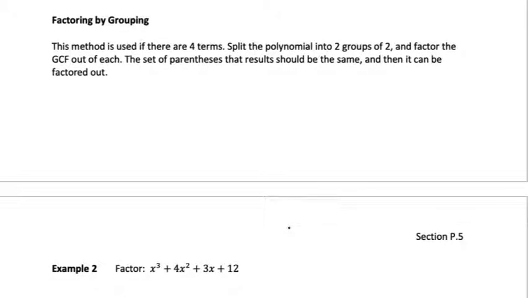The next type of factoring that we're going to look at is factoring by grouping. And we use grouping if there are 4 terms and there's no GCF in common in all 4 terms. Or if there is, we can factor that out first. So if we have 4 terms, we split the polynomial into two groups of two and factor the GCF out of each. The set of parentheses that results should be the same, and then we can factor that out similarly to how we just did.